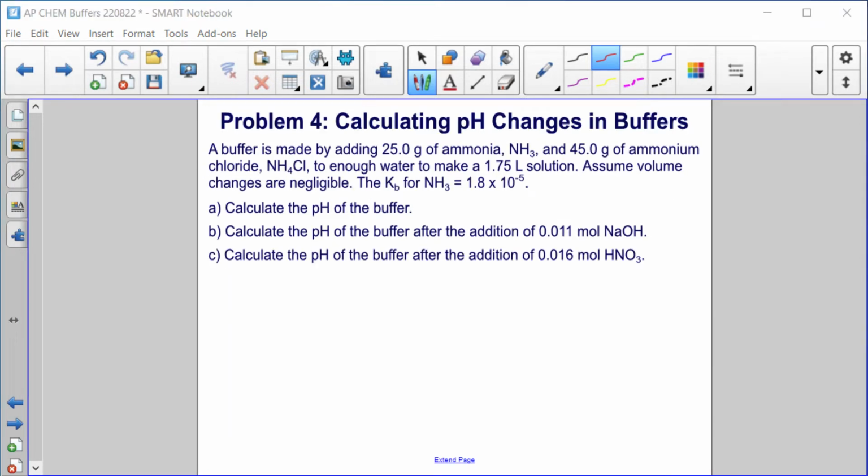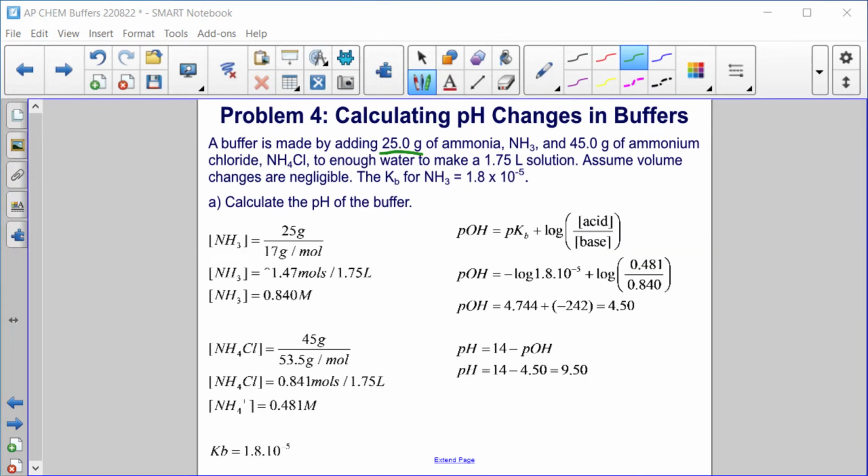Problem 4, calculating pH changes in buffers. A buffer is made by adding 25 grams of ammonia and 45 grams of ammonium chloride to enough water to make a 1.75 liter solution. Assume volume changes are negligible. Kb for ammonia is 1.8 times 10 to the minus 5. So we'll start just by calculating the pH of the buffer, then calculate what happens to the pH of the buffer after we add 0.011 moles of strong base, and then once we add 0.016 moles of strong acid.